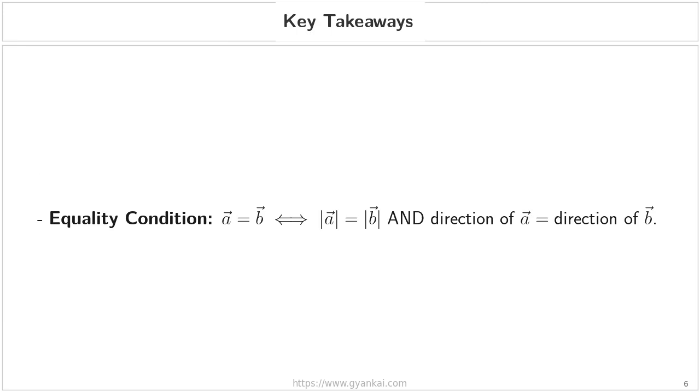Key takeaways. First, let's revisit the fundamental equality condition. As we discussed earlier, for vector A to be equal to vector B, it is a two-way street. This is represented by the symbol for if and only if. Specifically, the magnitude of vector A must equal the magnitude of vector B, and the direction of vector A must be exactly the same as the direction of vector B. If you don't have both, you don't have equality.